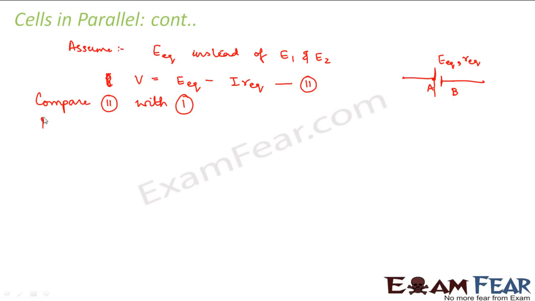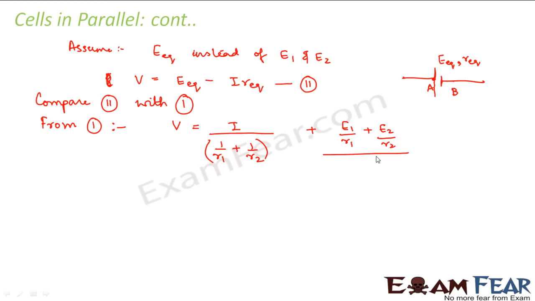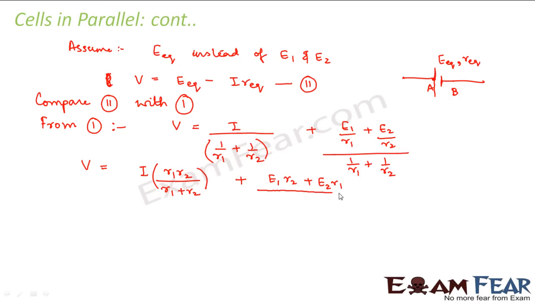So we have to compare these two expressions. Let me write expression 1 here itself. That is V is equal to I divided by 1 by R1 plus 1 by R2, plus E1 by R1 plus E2 by R2 divided by 1 by R1 plus 1 by R2. If you want, you can simplify it further in this way: V is equal to I into R1 R2 divided by R1 plus R2, plus E1 R2 plus E2 R1 divided by R1 plus R2.